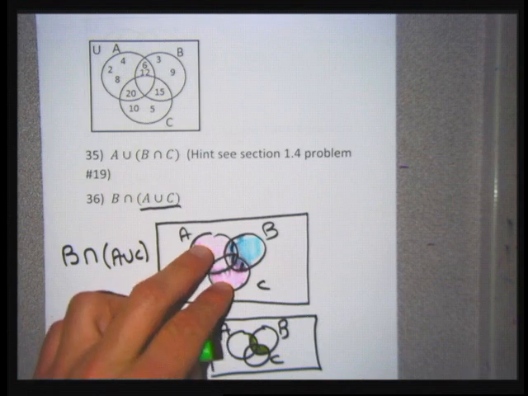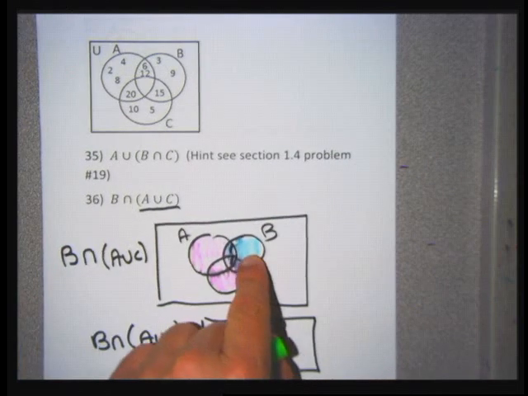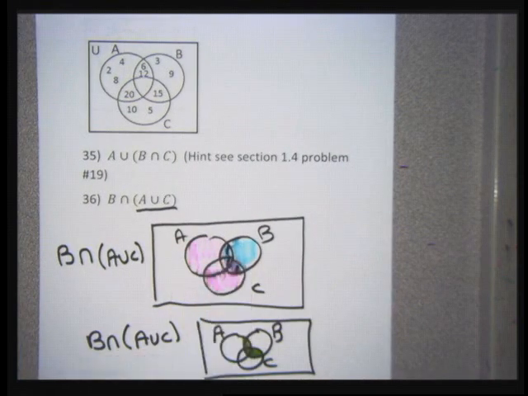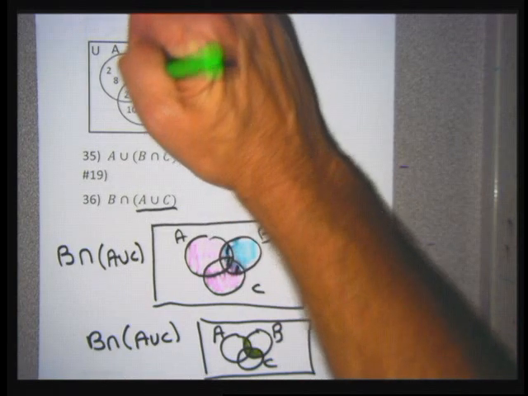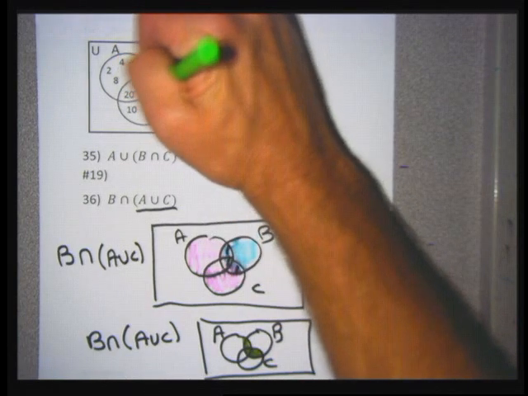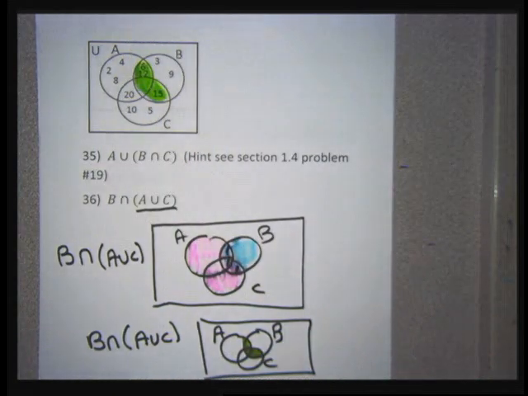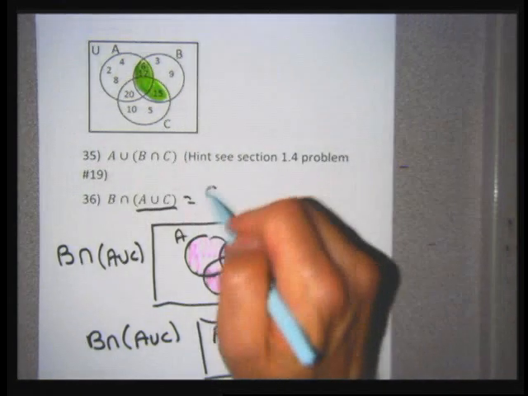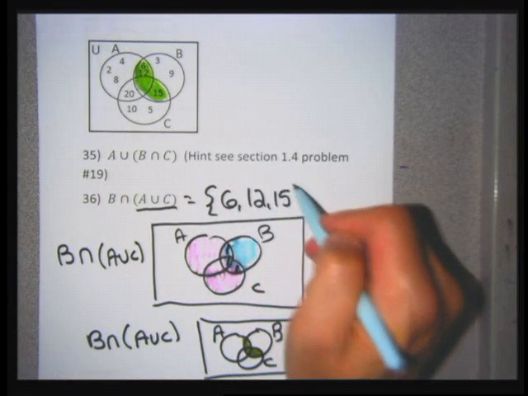So first I graphed the A union C, which was both the A and the C circle. Intersected it with B. I did B in a different color. Found out where the pink and the blue shadings overlapped, and that's this region. Now I'm going to apply that to my graph. And the answer to number 36 is going to be 6, 12, and 15.